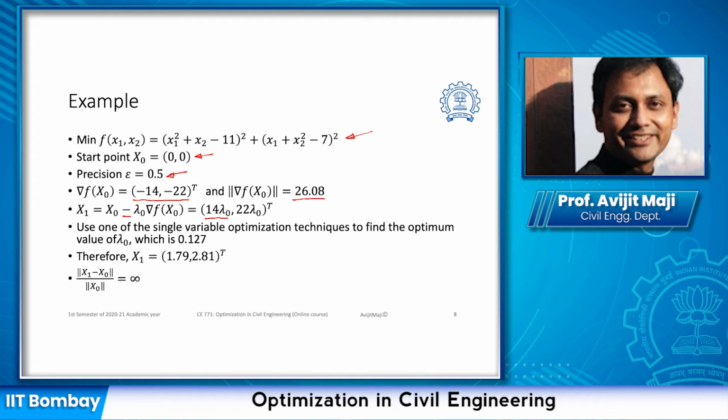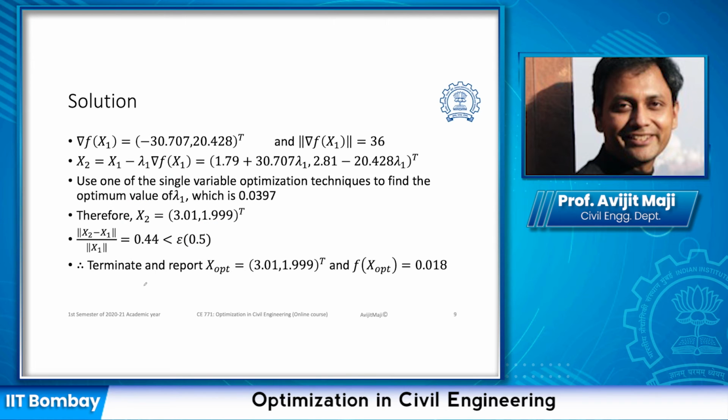Once we do that, the new point is expected to be like this, and if we substitute this point in our objective function and optimize it, that is, we optimize the lambda 0 value, then we can see that the lambda 0 value is going to be 0.127. Using this value in the equation of x1, we can obtain the actual x1 value, which is going to be this. At this point, if we see how far this point has moved from the previous point, which is x0, we find that the ratio is going to be infinite, which means it is quite a movement, and we can look for the next iteration.